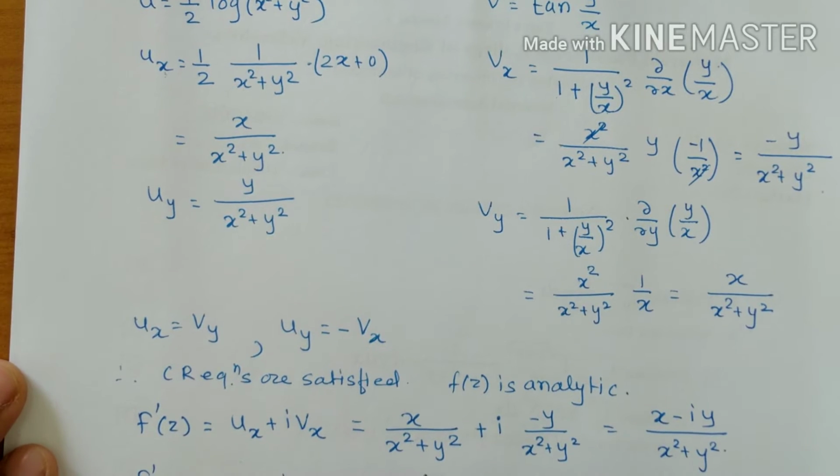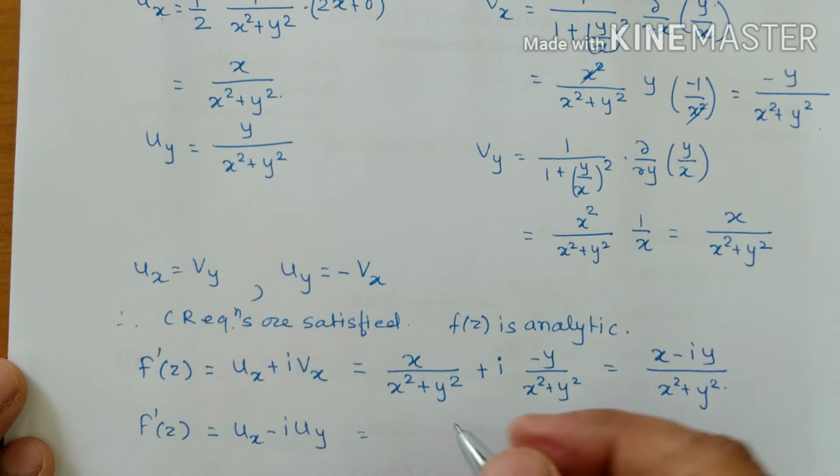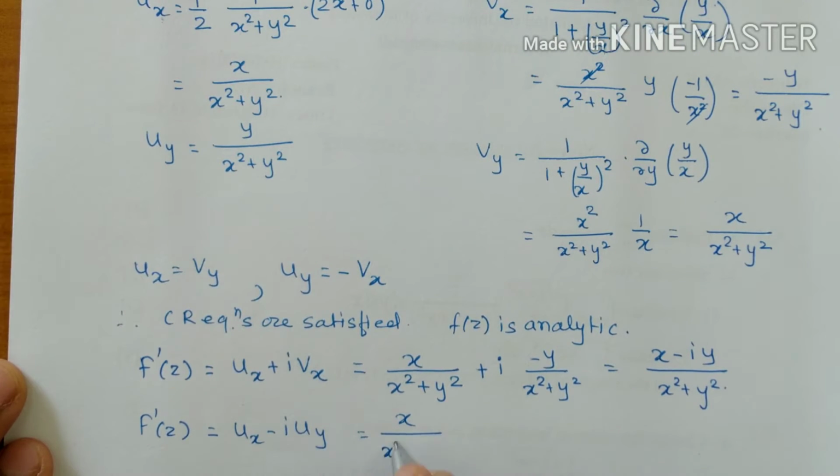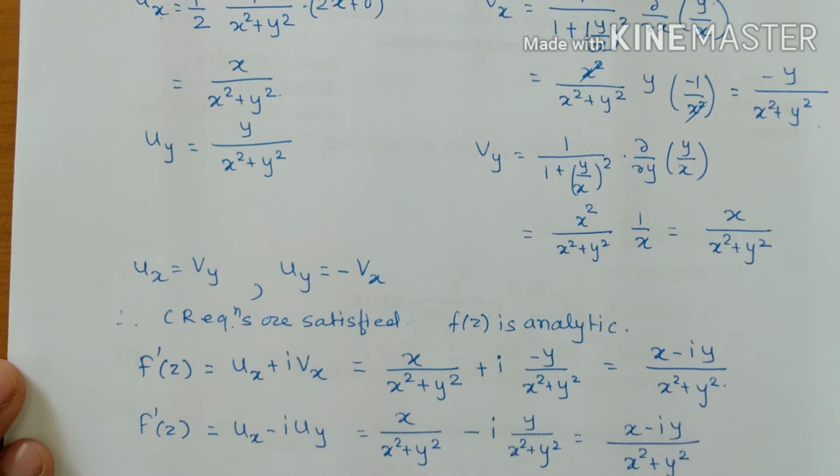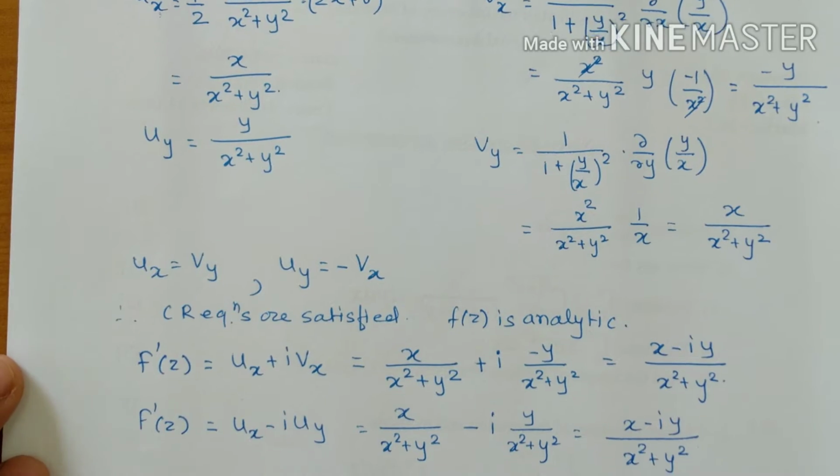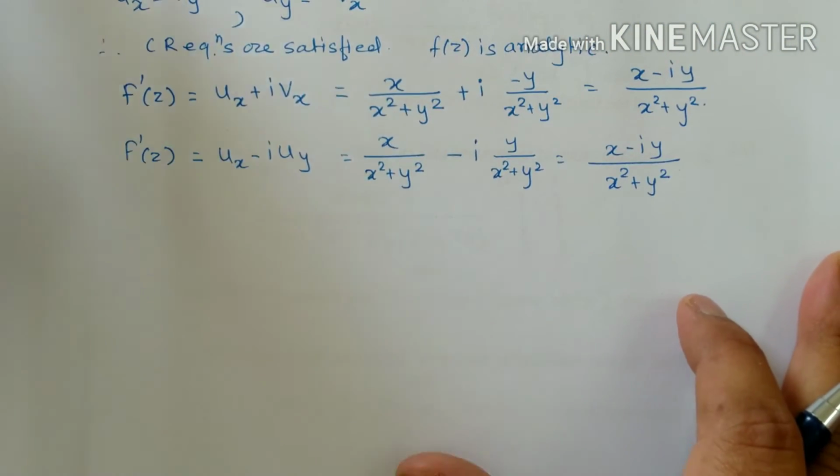Now see what will happen. ux is what? x upon x square plus y square, minus i times uy. What is the value of uy? y upon x square plus y square. You will get the same answer. So in total we have given 4 alternatives. You can use any one, you will get the same answer. Okay. Now we'll move to the next example.